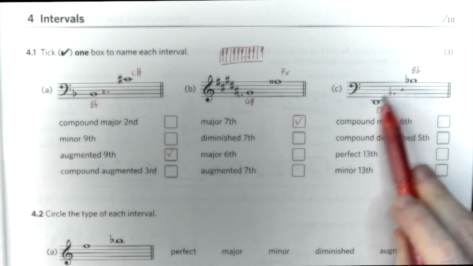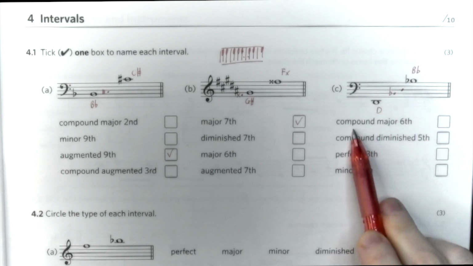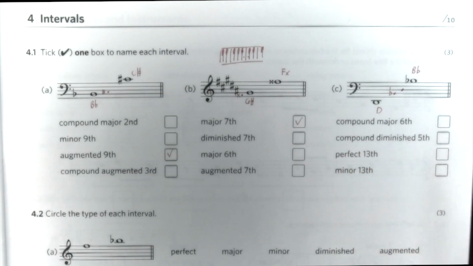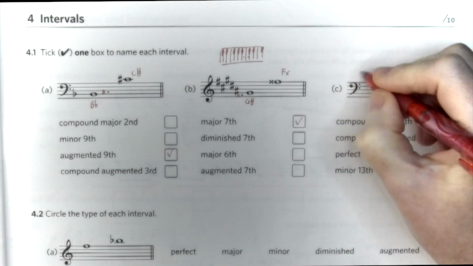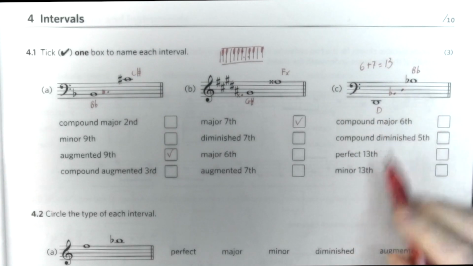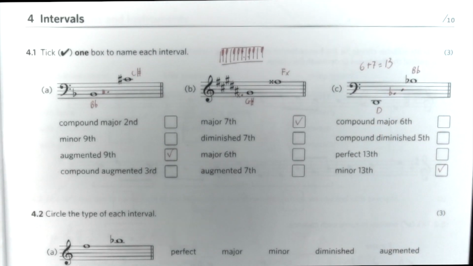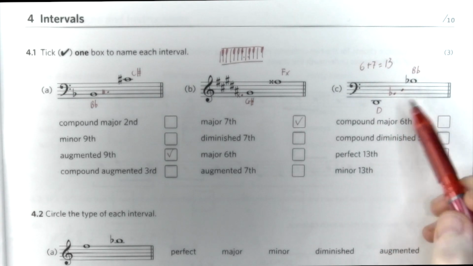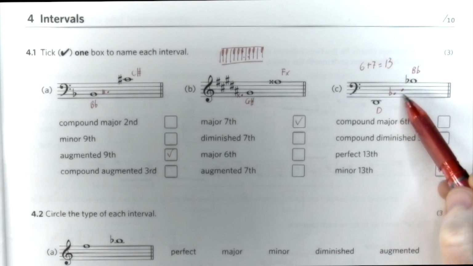Because this is a compound interval, we have a compound minor sixth, which is not listed because it's a minor 13th. 6 plus 7 equals 13. So a minor 13th is the answer. I wonder if I went too quickly, so let me redo the whole thing again.